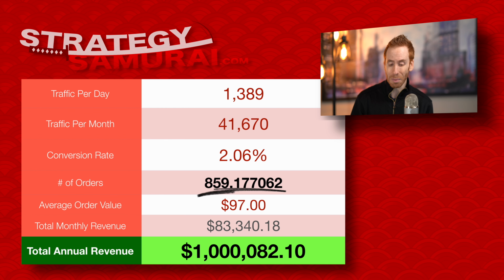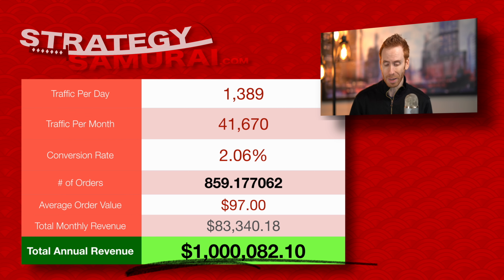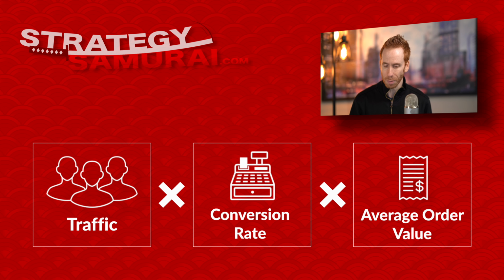Okay, this is the number of orders per month there. This is our average order value. We're saying that our price point with everything is 97 bucks, and this comes out to $83,340.18 per month. And then if we multiply that by 12, that gets us our $1 million. So let's play around with this, okay? Let's go back again to our formula, okay?